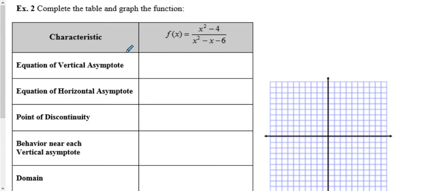In our next example, we're doing very much the same thing as the previous example, but this time we're going to list off some characteristics as well. So the first thing I'm going to do, of course, is factor. I'm going to factor the top, factor the bottom. In my numerator, this is a difference of squares, so this is going to get me x plus 2 and x minus 2. In my denominator, this is going to get me x plus 2 and x minus 3.